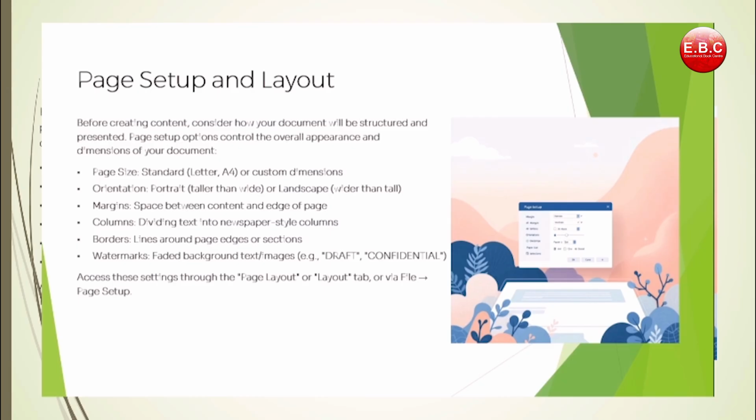We can set a border line around the page edges or sections. We can use watermarks, faded background text or images, for example Draft, Confidential, or images like logos. Access these settings through the Page Layout or Layout tab, or via File, then go to Page Setup.